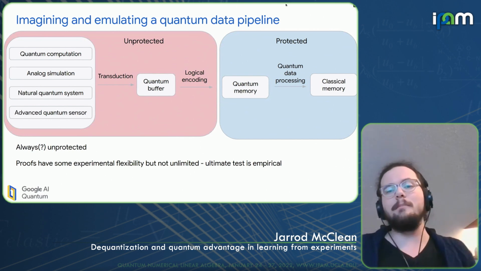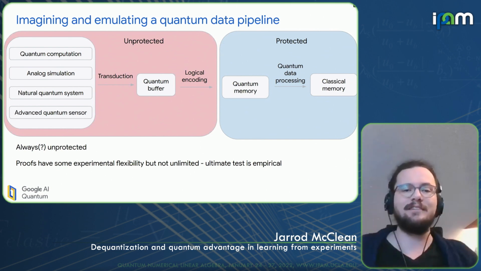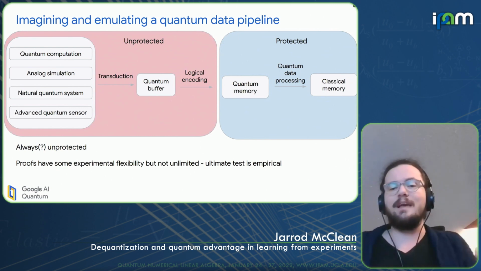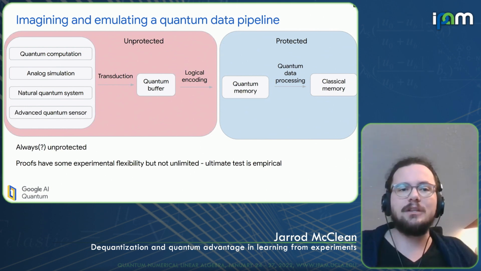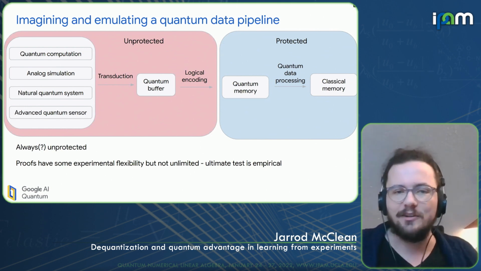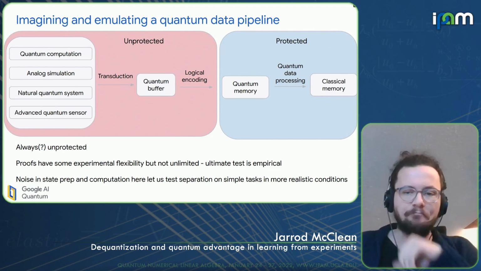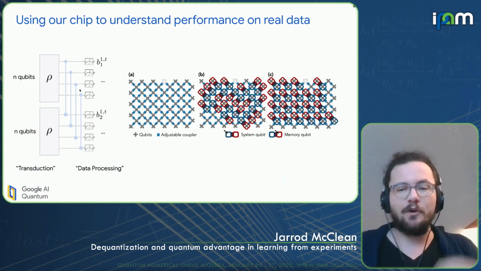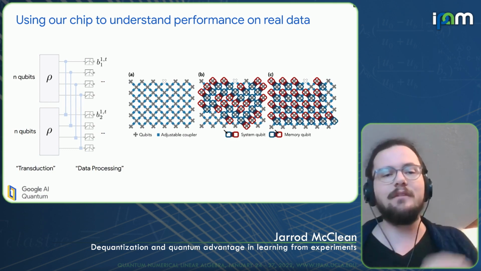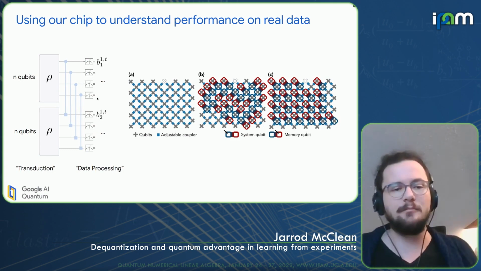So at some point, we might be able to protect the processing, but if the state preparation and transduction always have these errors, we'd like to know how it's going to work. And this provides a very nice opportunity to actually use existing quantum processors to test some of these things. So that's what we wanted to do. And I'm going to show you first this experiment and then a second one that increases the difficulty considerably.